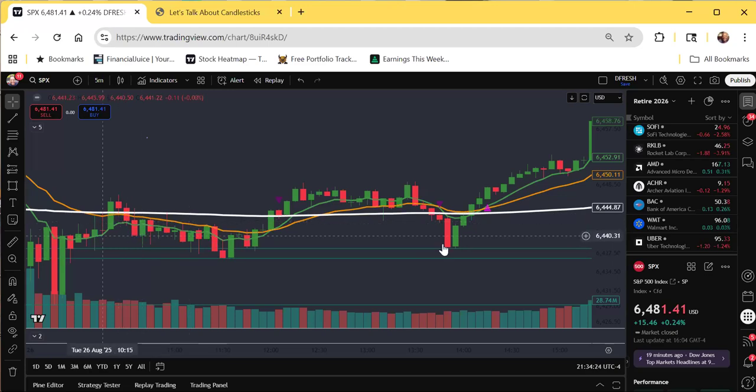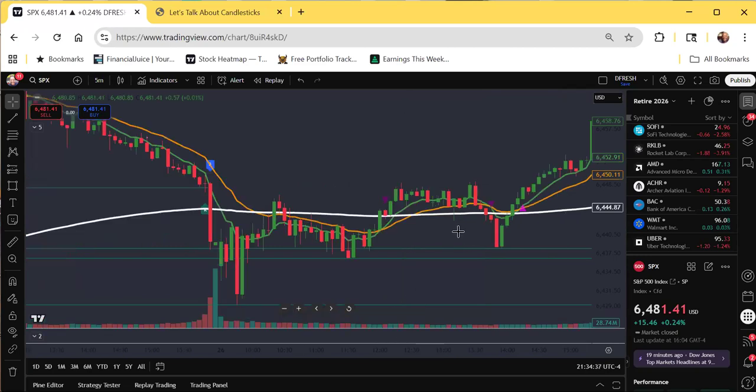So your candles need to be above your EMAs, but they also need to be going in the direction of the trend, where you're going. Like if you're looking to get into a call, make sure your EMAs are headed up.